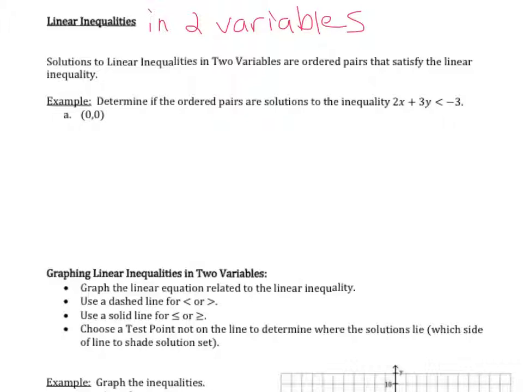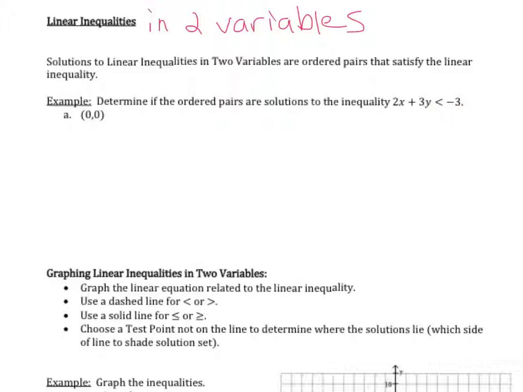Before we actually get to solving linear inequalities in two variables, I want you to remember that the solutions to these things are very similar to the solutions to linear equations in two variables. They're the ordered pairs that satisfy the linear inequality. All right. And so I have an example here where we're going to determine if the ordered pair (0, 0) is a solution to the inequality 2x plus 3y is less than negative 3.